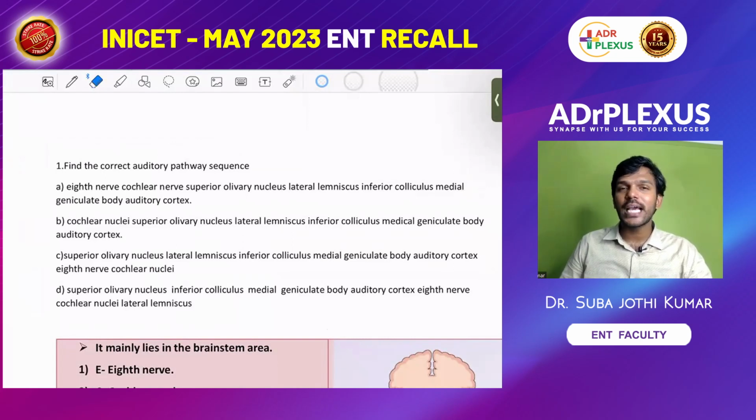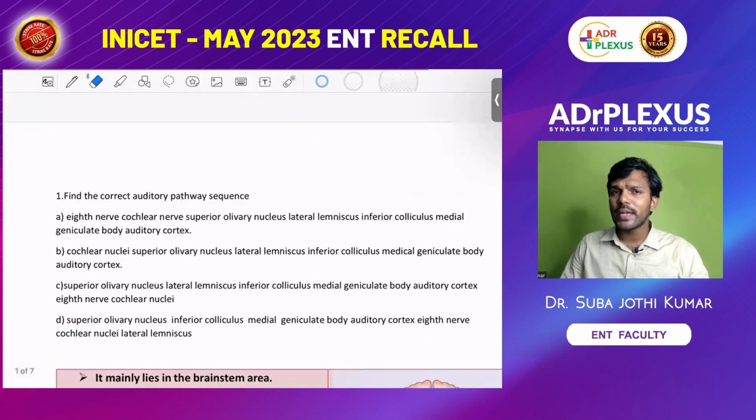I hope you all have done your INICET exams in a great way. Again, it's going to be a humdinger of a session where we're going to discuss all the ENT questions that have been asked in your recent INICET paper. The number of questions asked from ENT for INICET has been on a steady rise over the years. This year is again no exception. Let's straight away dive into the topic.